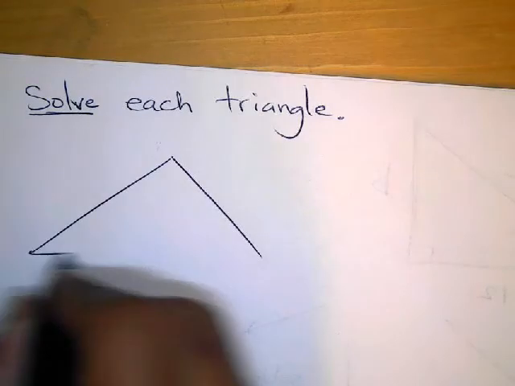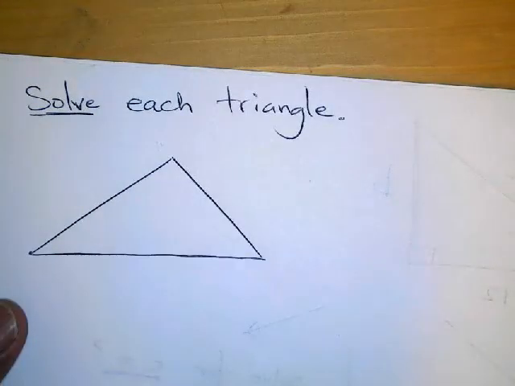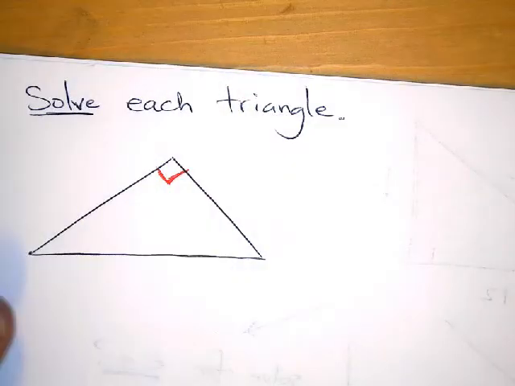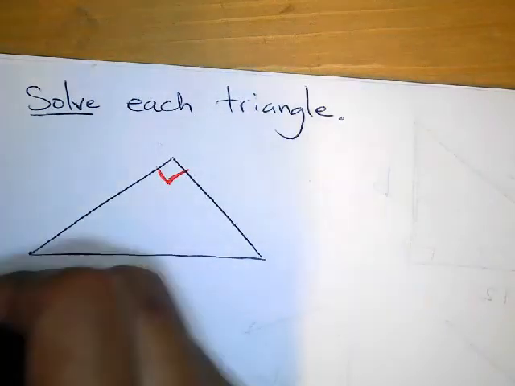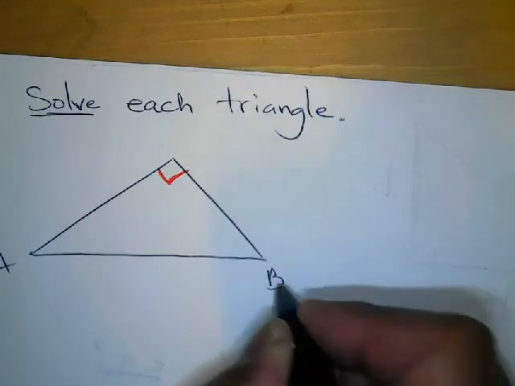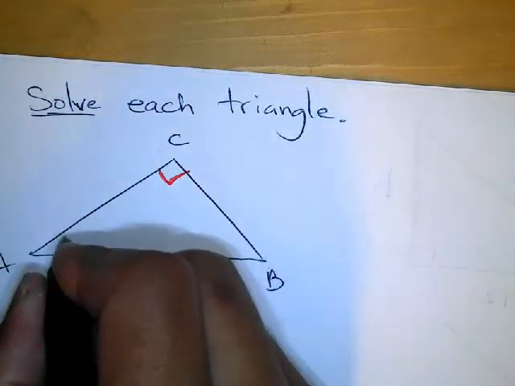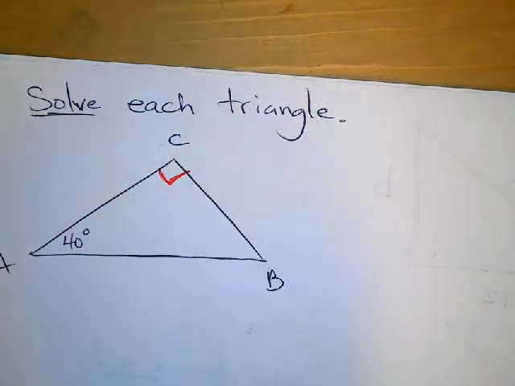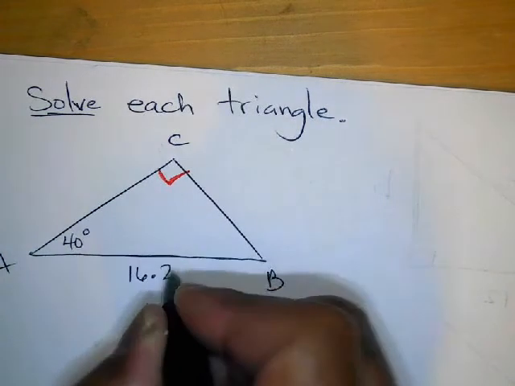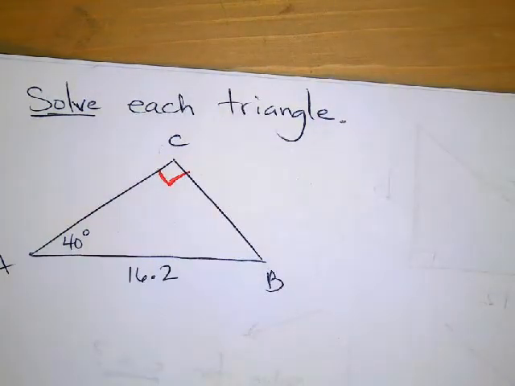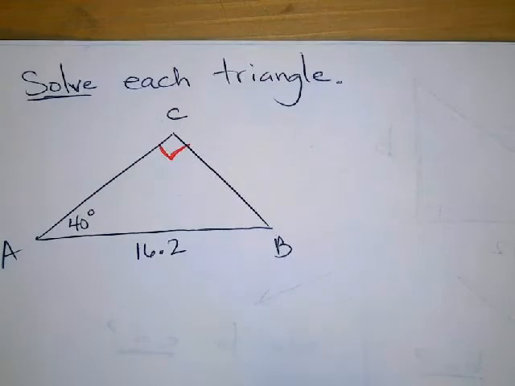Draw this out. Remember, you can pause it whenever you need to, so you can copy and catch up, or something you missed. All right, here we go. A, B, C, and this is 40 degrees, and this is 16.2. That's it. They're just going to give you one angle and one side. Pause it when you need to.